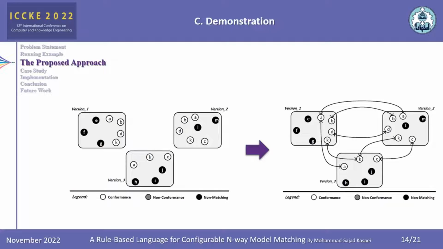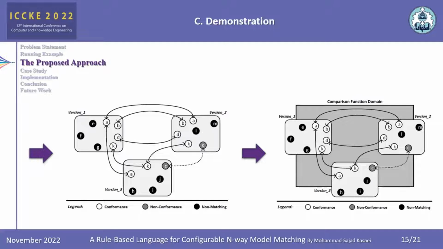We demonstrate how our approach can compare input models by showing a running example at a high level of abstraction. We assume that the nodes are compared based on their names. Therefore, two categories of elements can be identified: similar and dissimilar elements, shown by white and black colors.